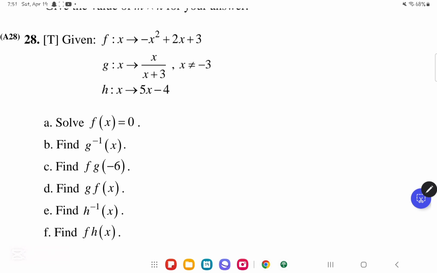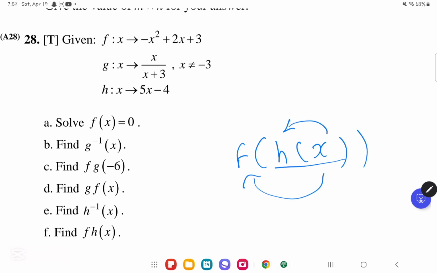Now finally, the last question is f h x. You need to put f of h of x. So you need to put x into h and then h of x into f. You already have h of x. You just need to put it into f of x. So very simply, it's going to be minus 5x. Again, look, f of x is minus x squared plus 2x plus 3.